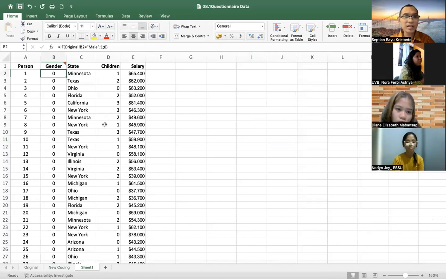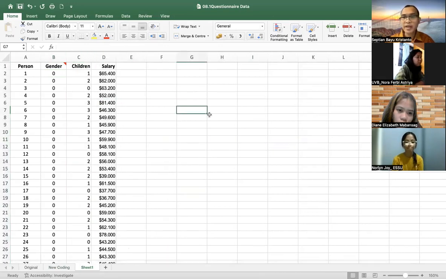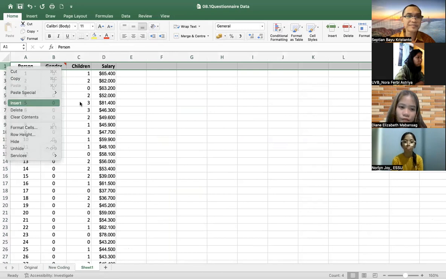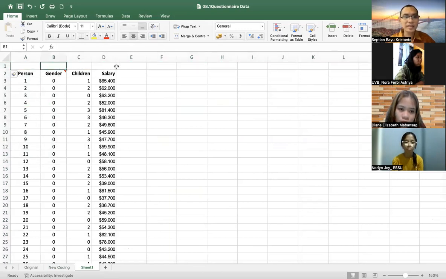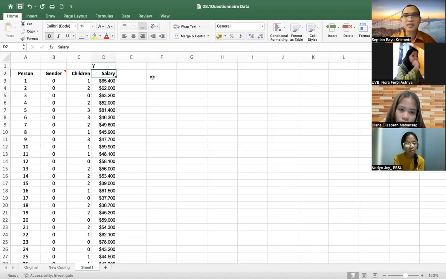Let's say that we only take the gender, the children, and the salary. I drop the others first. Okay, so we only have 3 variables: gender, children, and salary. You can make some differences like this one. What affects the salary of every person? So this one is the dependent variable, because we need to predict how much the salary is for every person.